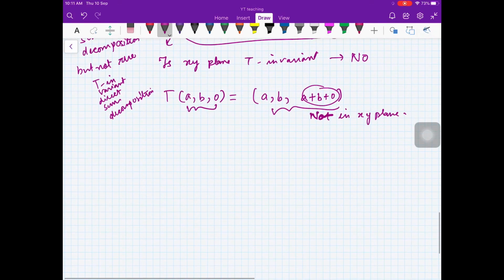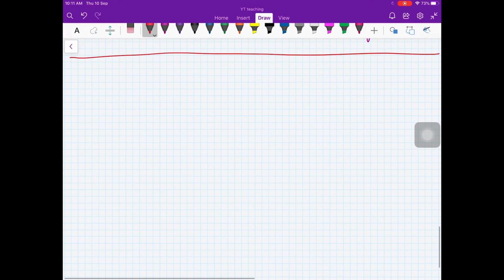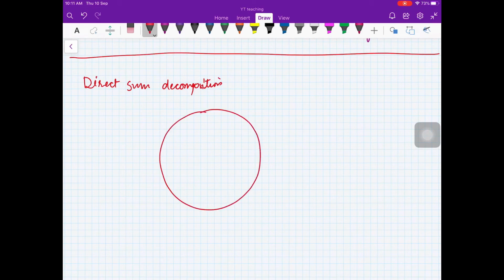Okay, so moving on, I would like to make a picture of what exactly is happening for direct sum decomposition and then for T invariant direct sum decomposition. Because with pictures you have a longer memory, you can remember those things for a longer time if you look at the pictures.